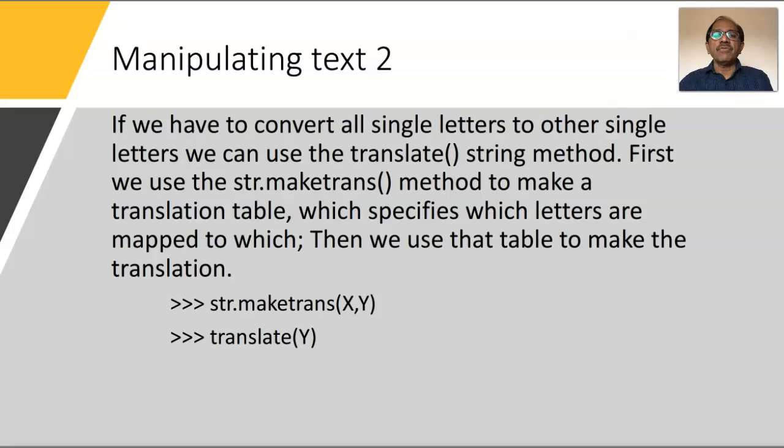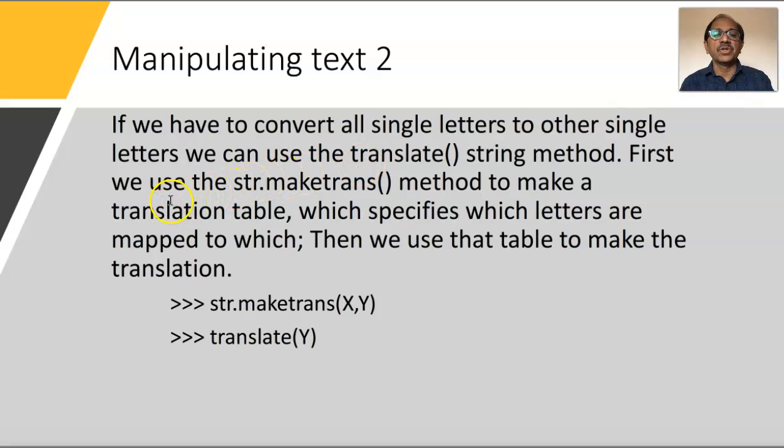Then till now we have been converting one single letter into another single letter. Let's say if you have a group of single letters, 4 or 5 single letters, which have to be substituted with 4 or 5 single letters. Instead of specifying each single letter separately, we can convert them one into another in a group. Like if you have to convert all single letters to other single letters, we can use the translate string method, right? Translate string method.